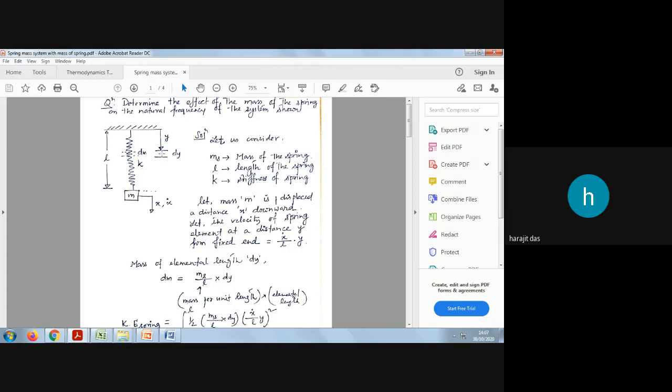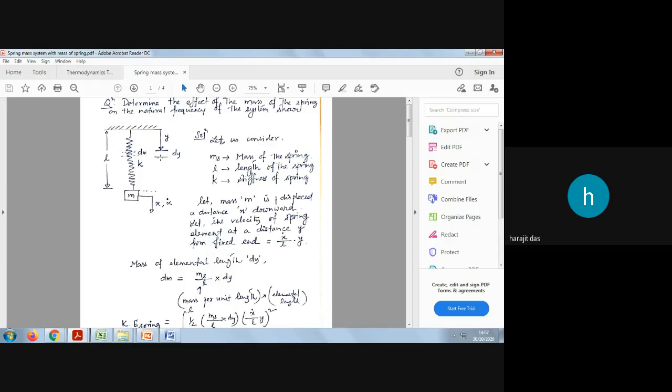For this elemental length dy, what will be the velocity? Because the mass is attached at the free end, its velocity is x dot. As you go upward, there will be a variation in the velocity. The extreme end, where the mass is attached, has velocity x dot, and at the fixed end the velocity is 0. So it is changing with respect to the length, and this elemental length dy will have some velocity.